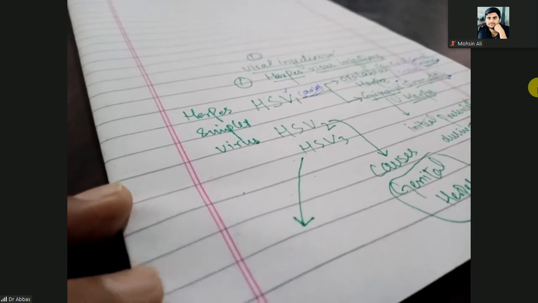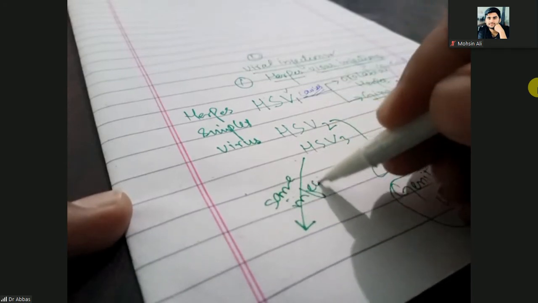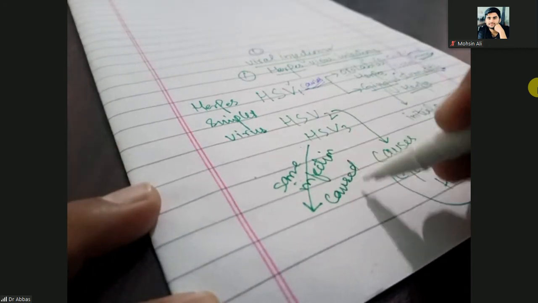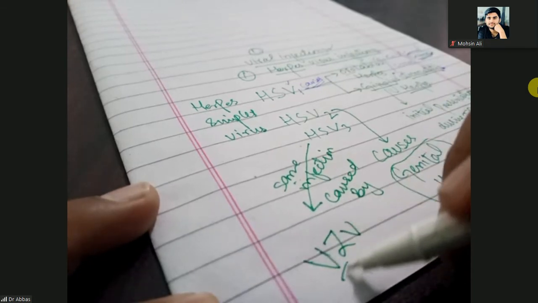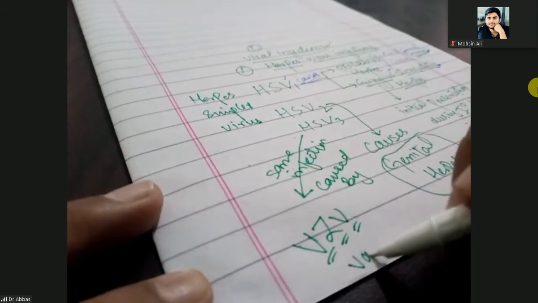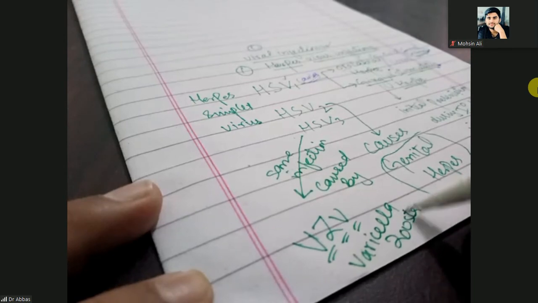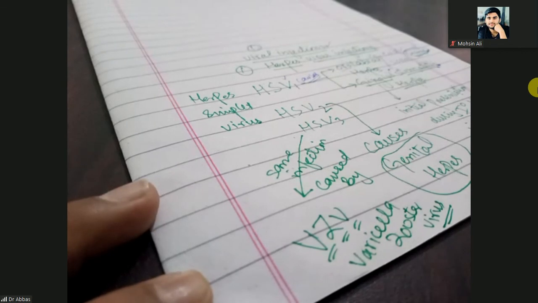the VZ virus. It causes the same infections caused by VZV, varicella zoster virus. And varicella zoster virus causes varicella and shingles. Okay, we will discuss in detail.